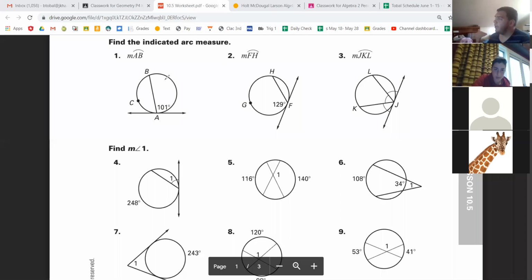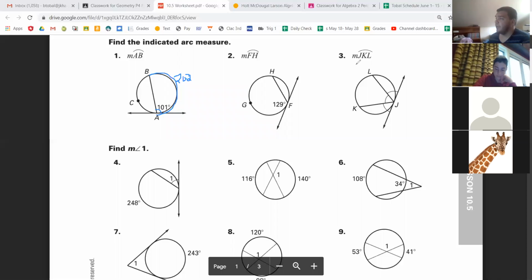Okay, so let's go for number one. The rule when the angle is at the edge of the circle, that is intersecting a tangent, is that what we're going to do is it's going to double when it gets to the arc. So arc AB here is not 101, it's going to be twice as much, so 202. It's very straightforward. You double when you're coming from the edge to the arc.